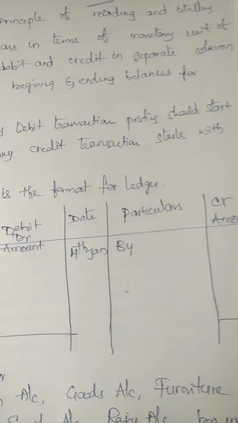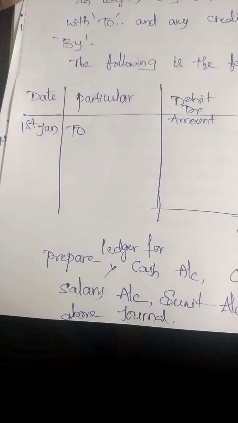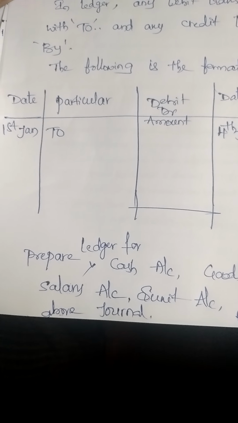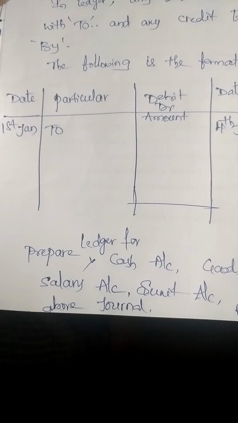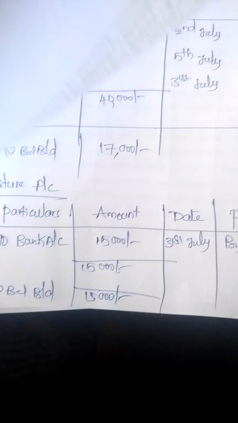Here the following is the format for the ledger: date, particulars, amount. The amount is for debit, and again we are writing date, particulars, and the credit amount. Here in the debit transactions, I have taken the example of 1st January. Under particulars, I am using the word "to". Means any debit transactions we are writing, we must use the term "to".